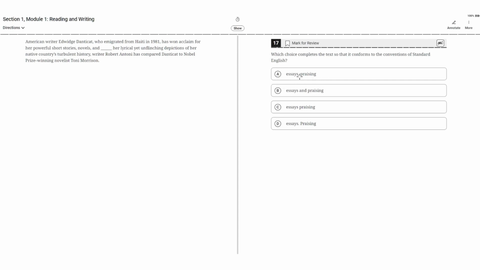So option A says, essays, praising. This is incorrect because this results in a comma splice, where a comma is simply put between two independent clauses. B. Essays and praising. This is incorrect because a conjunction can't connect two independent clauses without a comma before it. C. Essays praising. This is incorrect because this is now a run-on sentence. There needs to be a comma with a conjunction, or the sentence needs to be split into two.